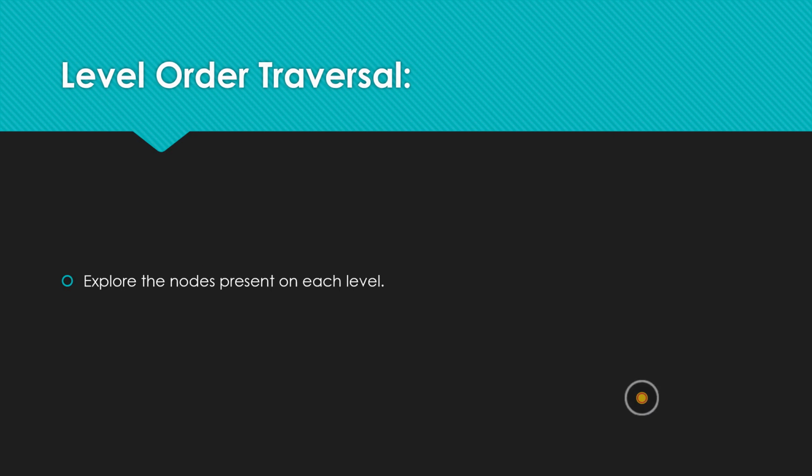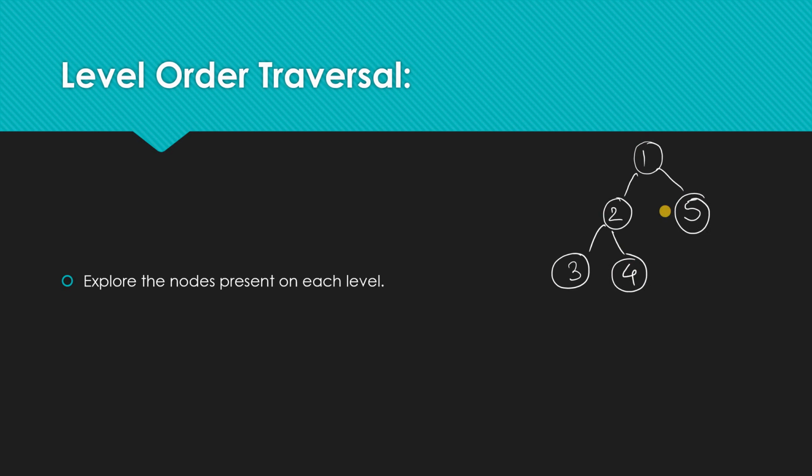Okay, so now let's understand the level order traversal. This is part of the breadth first traversal. So let's take the same example here again. Okay, so why is it called breadth first traversal?